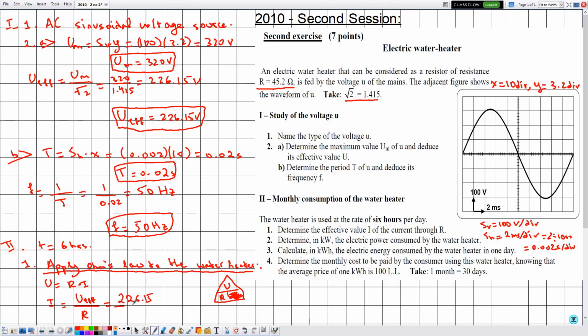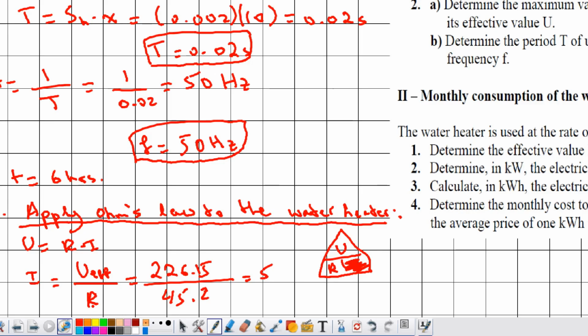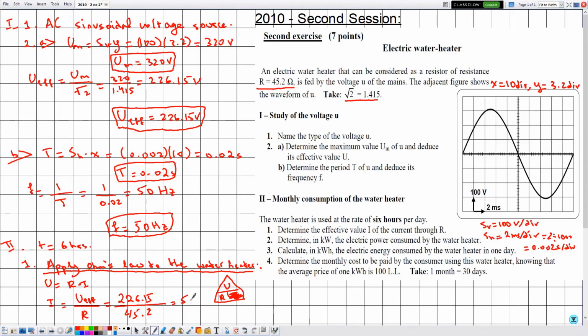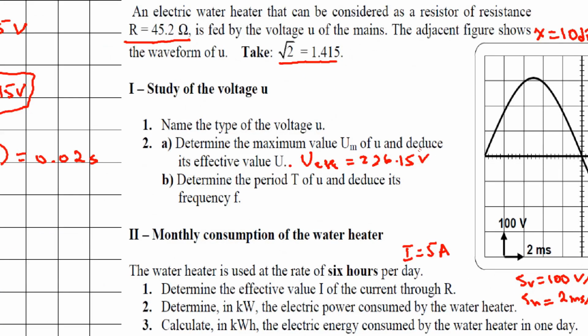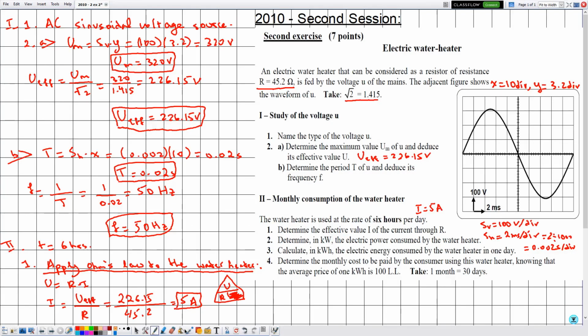So U effective is given by 226.15, and the value of R is given by 45.2. Plugging this fraction on the calculator, the value of I is given by 5. Since U and R are in the SI, the value of I will be in the SI, which is amperes. So the value of the effective current here is I equal to 5 amperes, and U effective is given by 226.15 volts. Here also they labeled U without the effective, but it's okay.